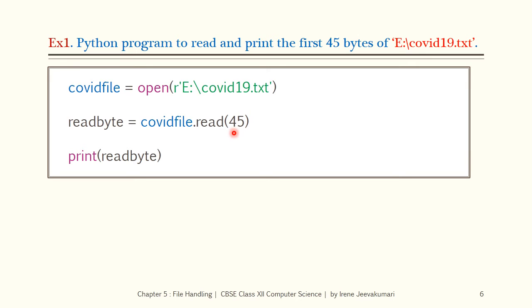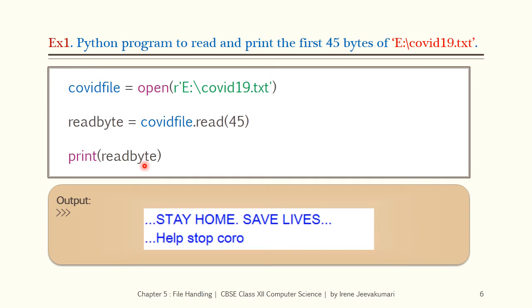So now 45 is provided, so 45 bytes or characters will be read from the covid19.txt file. 1 byte represents 1 character, so 45 characters will be read from the covid19.txt file. Now the file pointer is in the beginning of the text file, so from the beginning 45 characters will be read and stored in the variable read byte. So when it is printed using the print statement, it will display all the 45 characters stored in read byte. So now let us see the output.